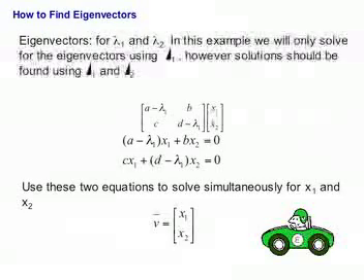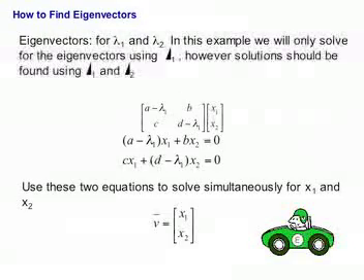Typically, you are able to get two eigenvectors for lambda 1 and lambda 2. In this example, we will only solve for the eigenvectors using lambda 1. However, typically solutions should be found using both lambda 1 and lambda 2.